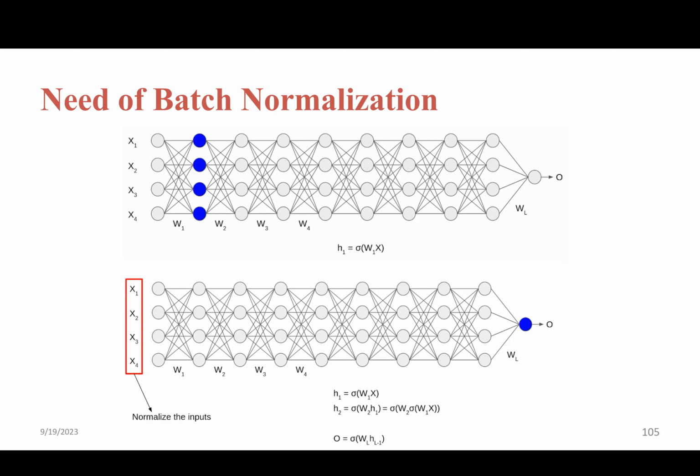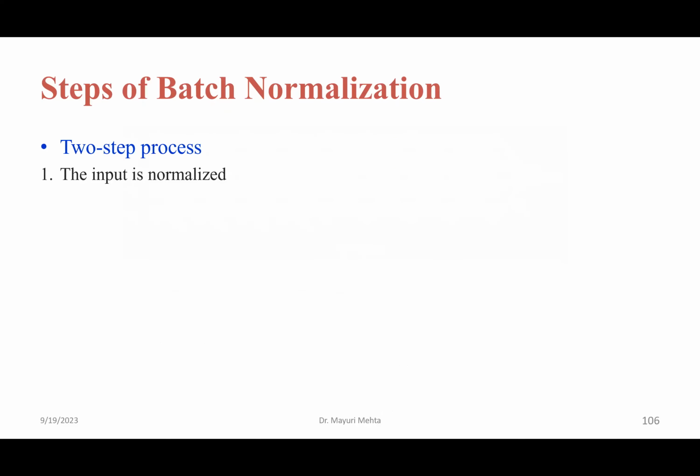So how does batch normalization work? I'll let you know how batch normalization works to overcome this problem, which is known as internal covariate shift in data. So let us see now how batch normalization works. There are mainly two steps for batch normalization.